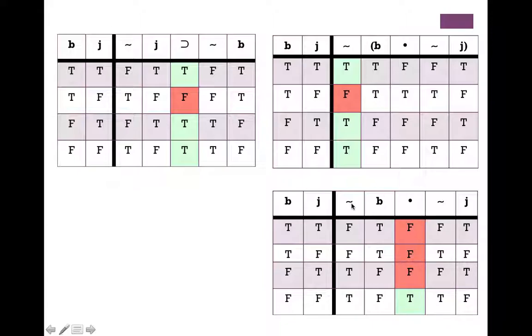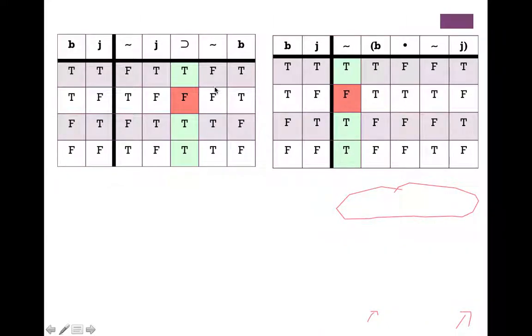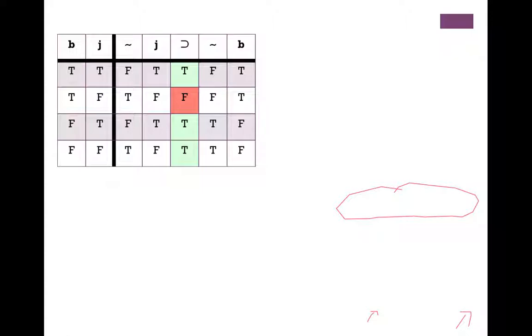And what this is telling us is that the only time this proposition is true is if both Beyonce and Jay-Z are being unfaithful. But see, go back to this slide here, if it will. Go back.